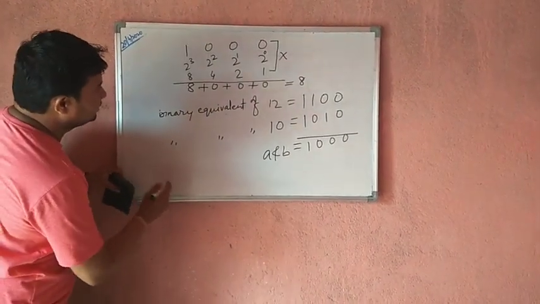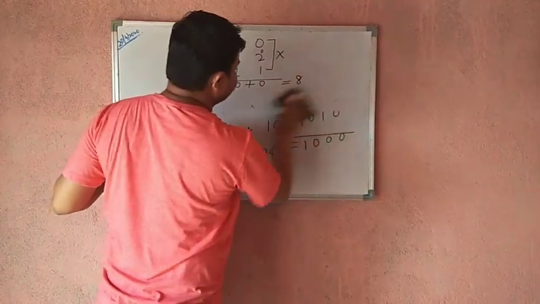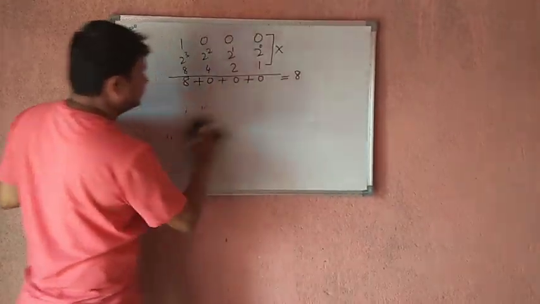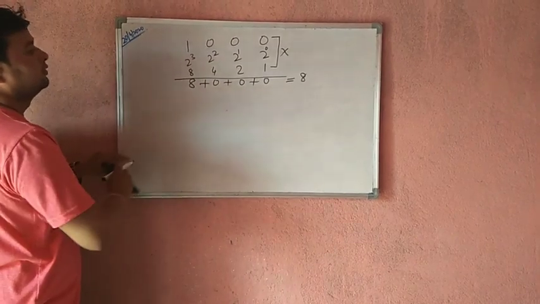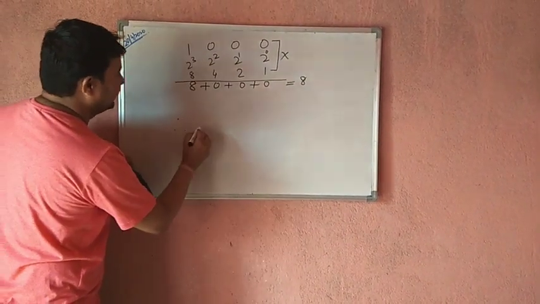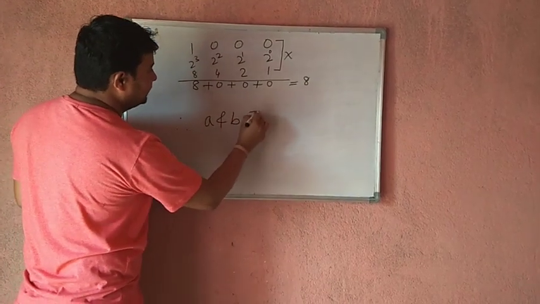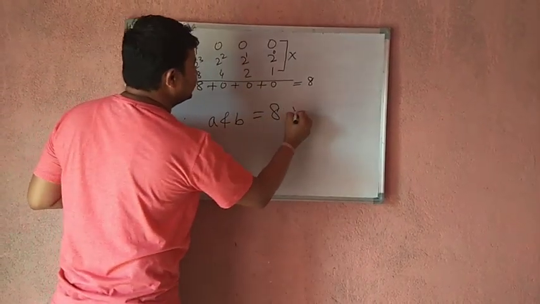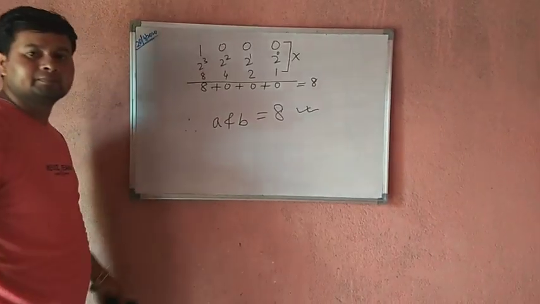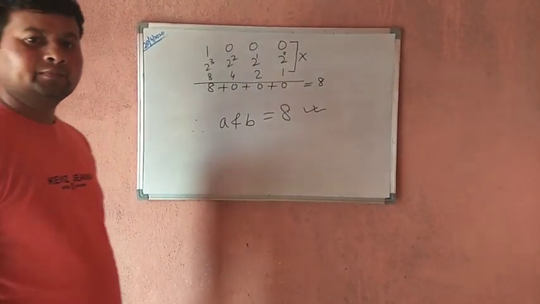So what can I write? A and B will be equal to 8. This is the answer. Okay.